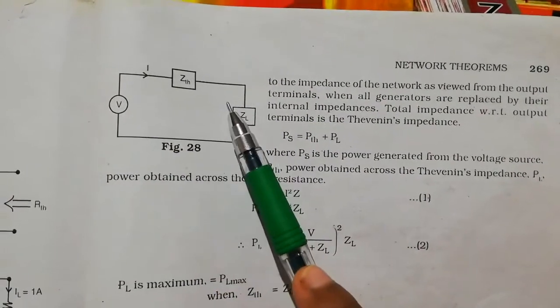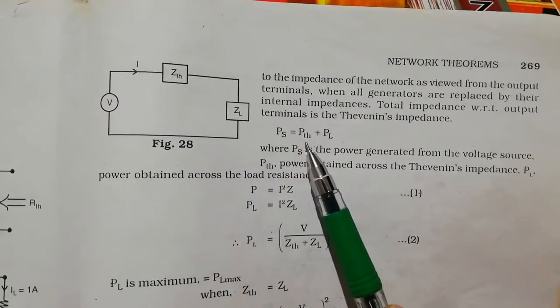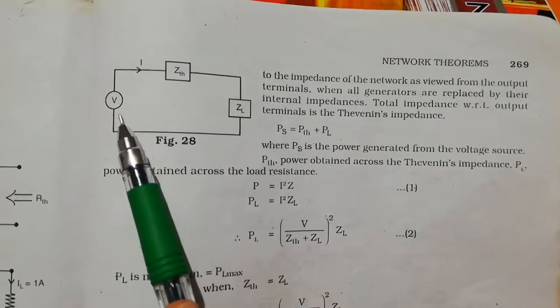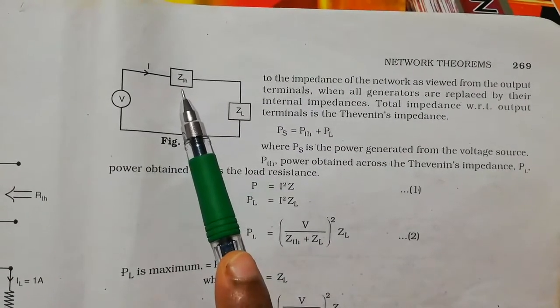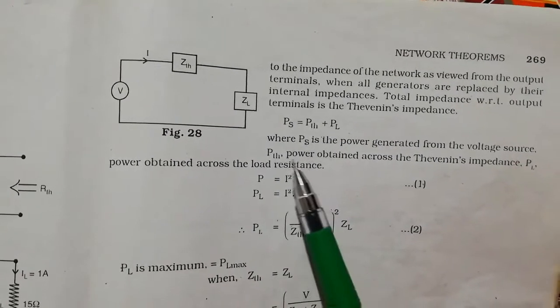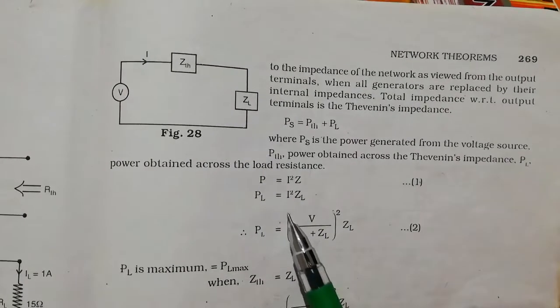We are familiar with this network, which is the Thevenin's equivalent circuit. So PS is equal to PTH plus PL. PS is the power generated by the voltage source. That will be equal to the power dissipated across the impedance ZTH and across the ZL. That is, PTH is the power across Thevenin's impedance, PL is the power across the load resistance.